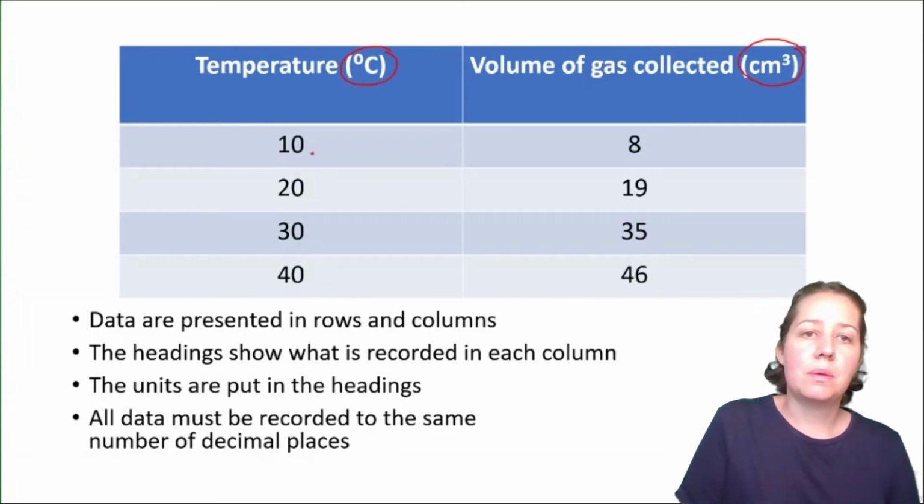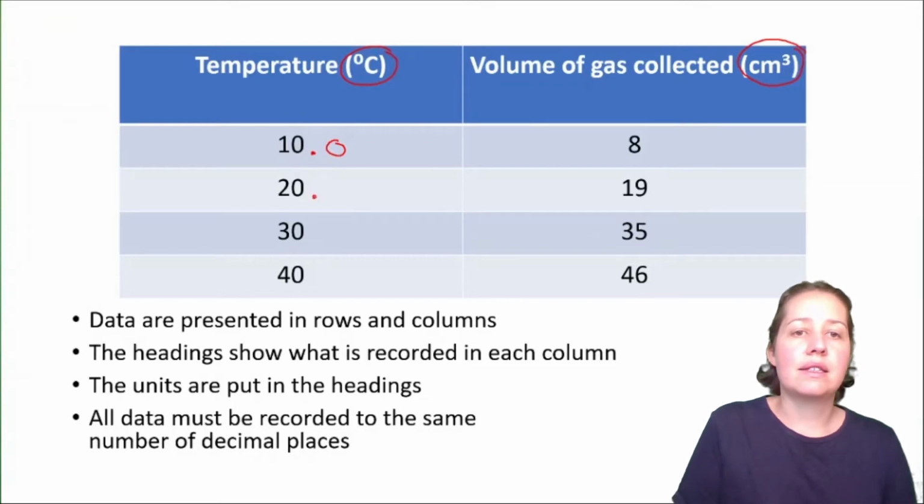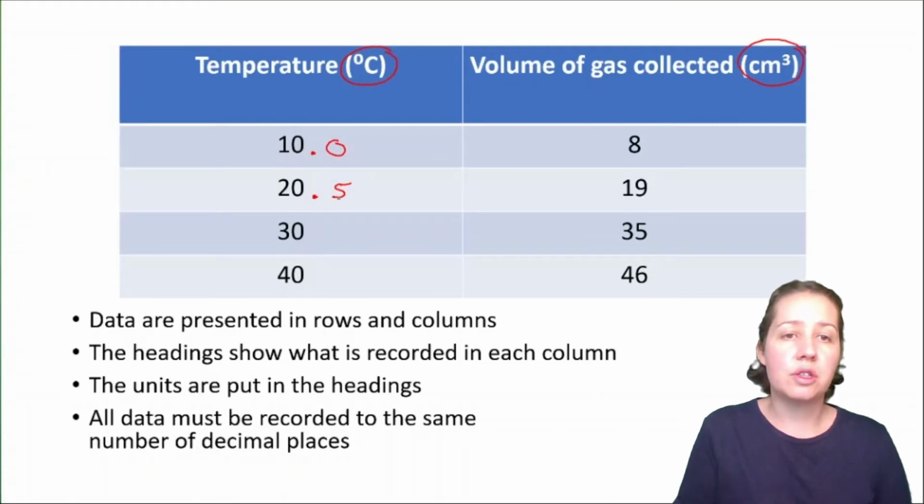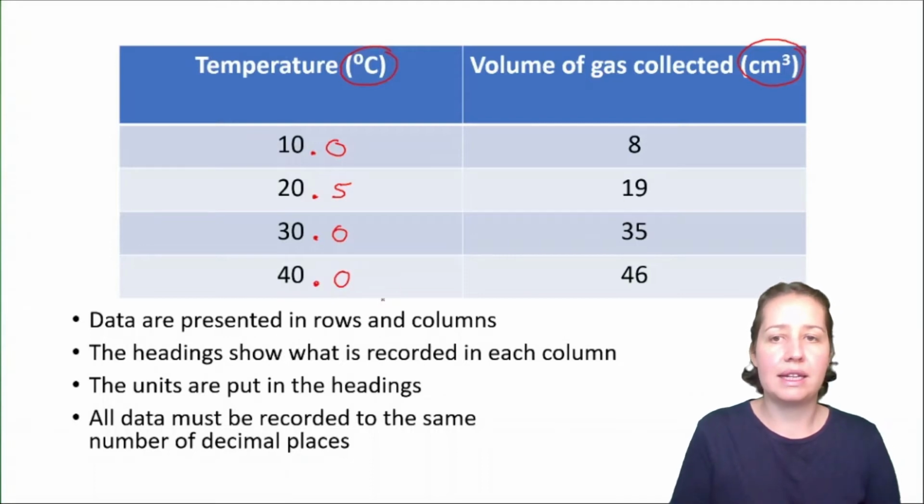So let's say that you were actually able to collect all of these to one more decimal place, and in some cases you had a 0.5 and in some it was exact. You can't just put the 0.5s in, you've got to put your 0.0s on the end so that all of them match in terms of the decimal places. Here we have no decimal places for any of that, so they all match.